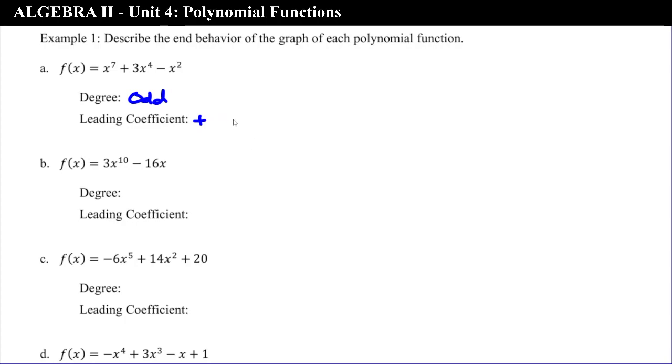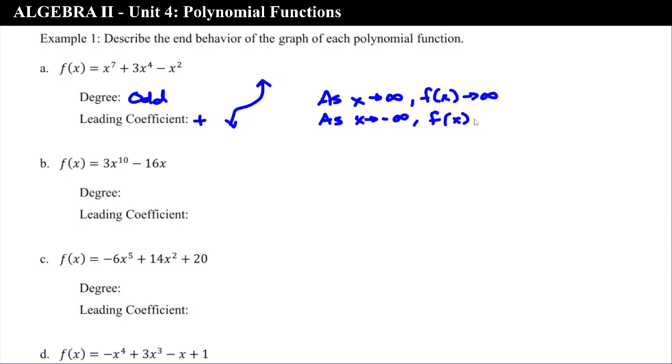So it's going to behave very much like a cubic function because our leading coefficient is positive, a cubic function that is increasing. So the graph's going to look something like this. And so we can use this little sketch to write our end behavior. As x approaches infinity, f of x goes to infinity as well. As x approaches negative infinity, f of x goes to negative infinity as well.